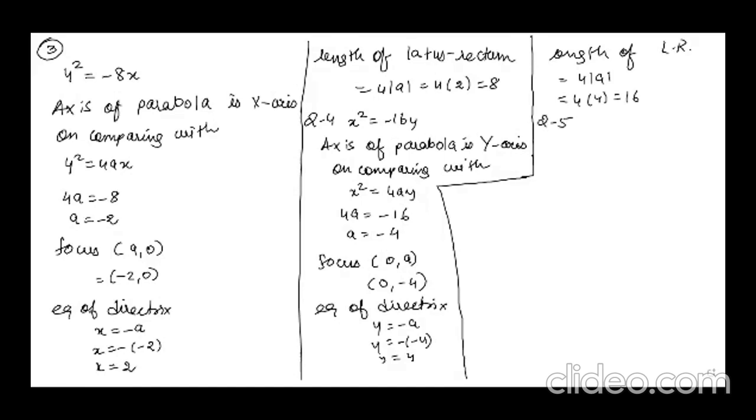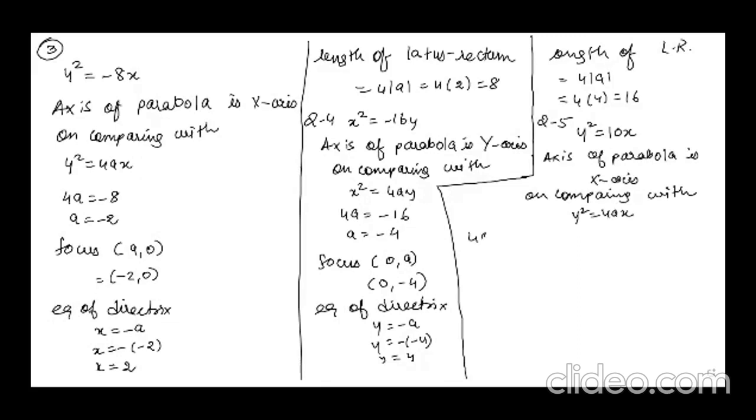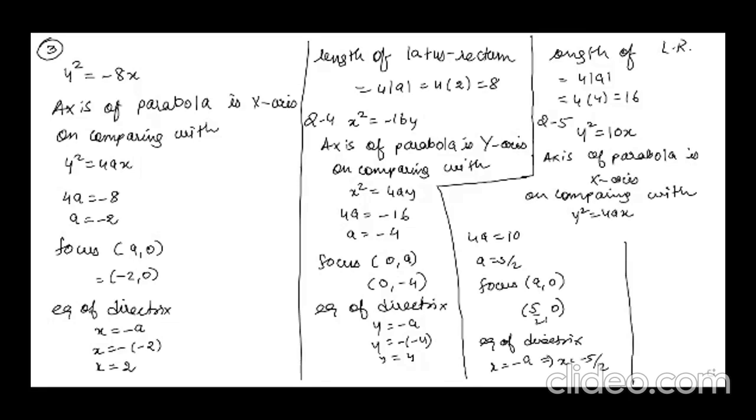Question 5. y square is equal to 10x. The axis of the parabola is definitely the x-axis. So comparing with y square is equal to 4ax, I will get 4a as 10, a is equal to 5/2. The focus is (a, 0), which is (5/2, 0). The equation of the directrix is x is equal to minus a, it will be x is equal to minus 5/2, and the length of the latus rectum will be 4 mod a, which is 10.